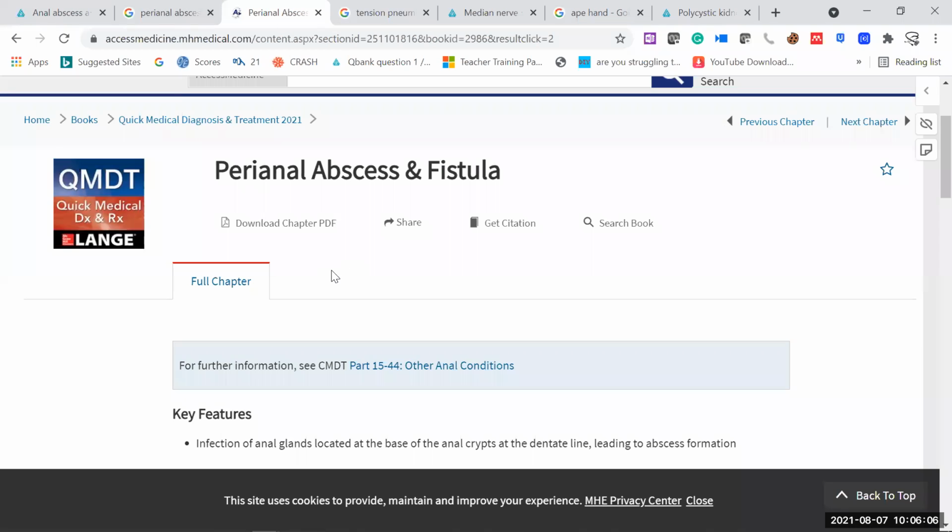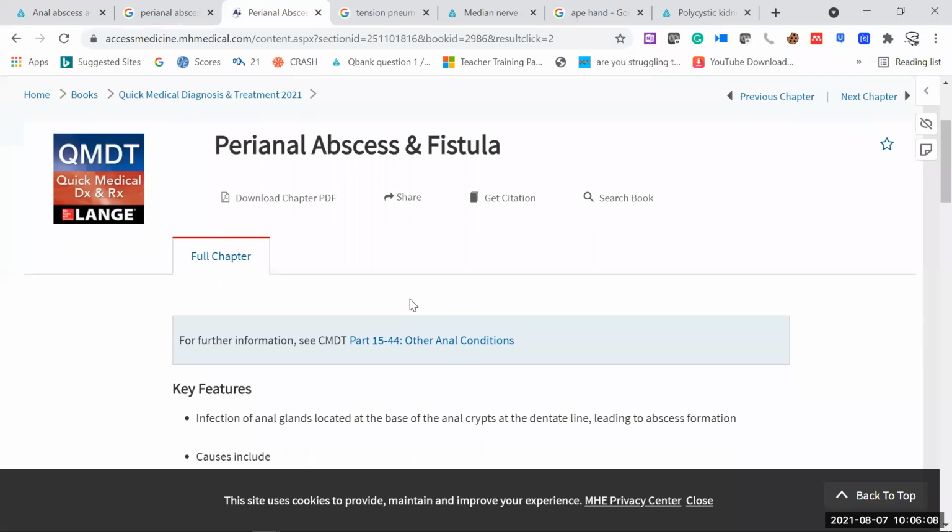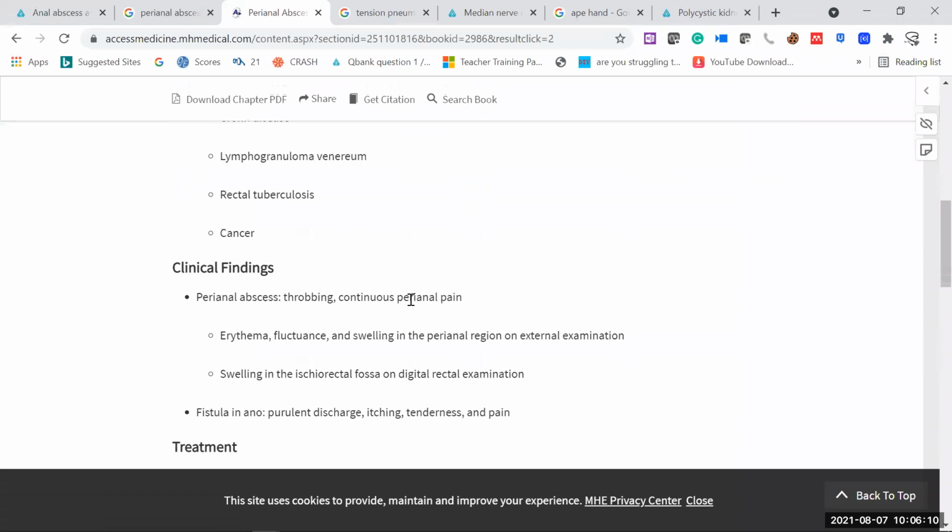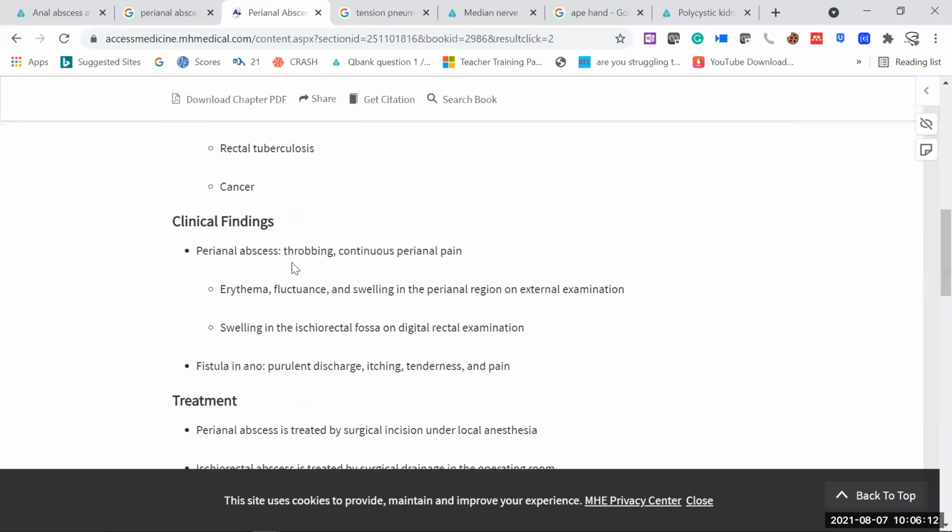There's one more point extra here in this abscess medicine. Here you can see the clinical findings of this perianal abscess: there must be a throbbing pain. The patient must be having pain because it's infectious. The cavity is filled with pus, so the patient must be having continuous perianal pain. There may be erythema, fluctuant swelling. There may be swelling in the ischiorectal fossa as well. On digital rectal examination, you can appreciate this perianal abscess.